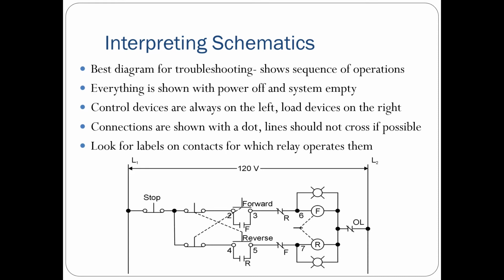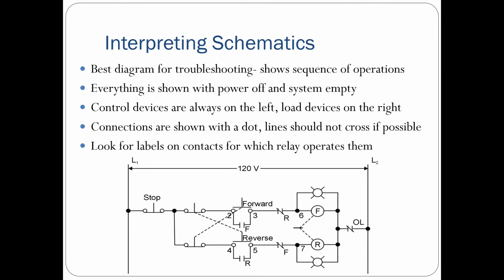We should also be looking for related objects inside the schematic as well. Anytime that we have a coil and contacts, if those coils and contacts are related to each other, they should show the same symbols. In the drawing on the screen, we have two coils, one labeled F and one labeled R. Within the drawings, we can also see different contacts. We have two contacts labeled F and two contacts labeled R.